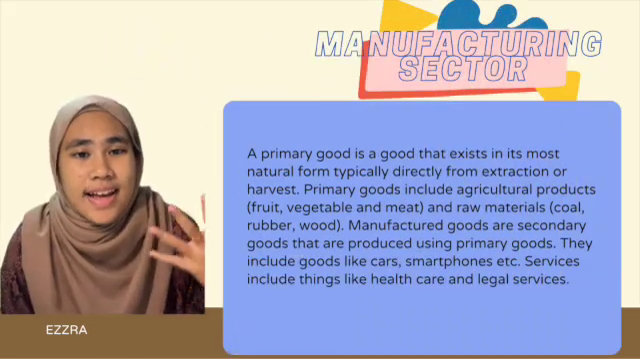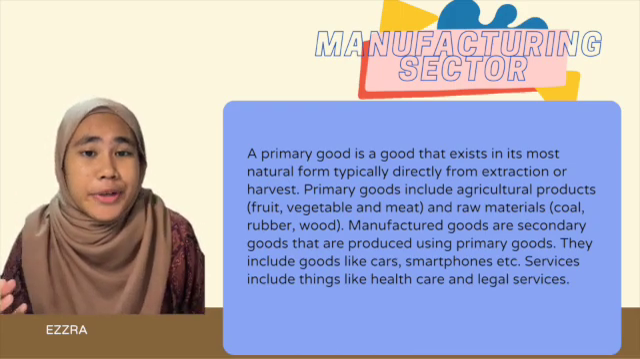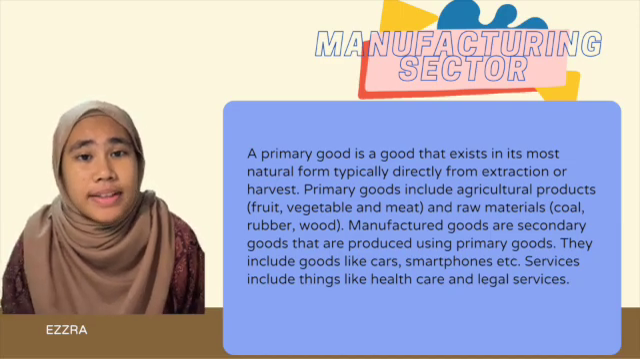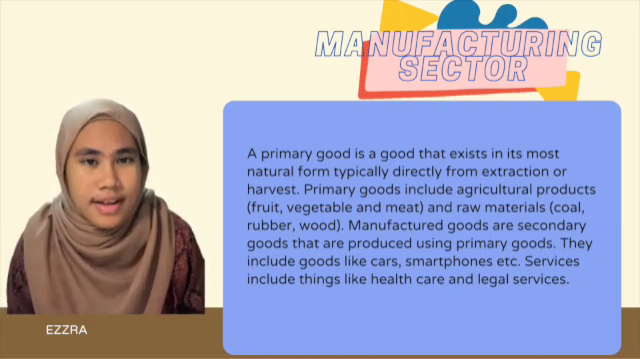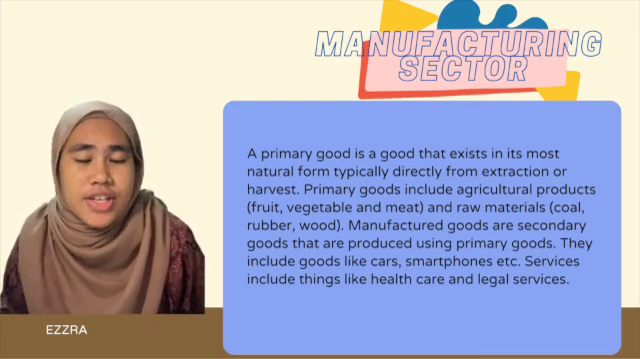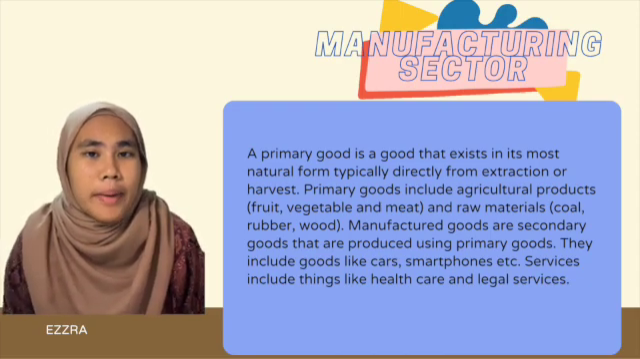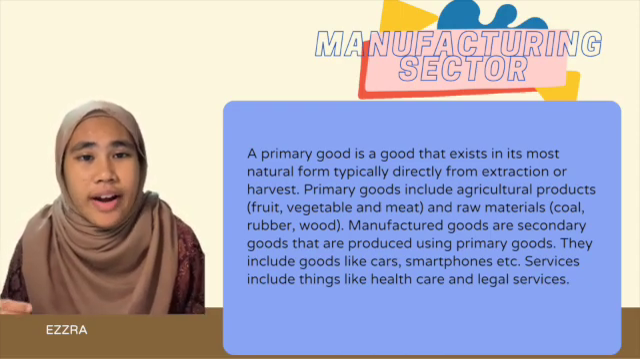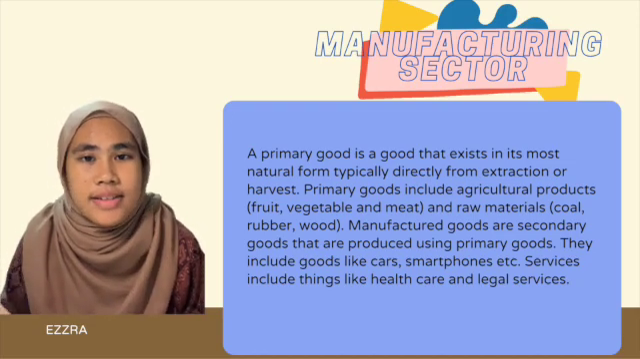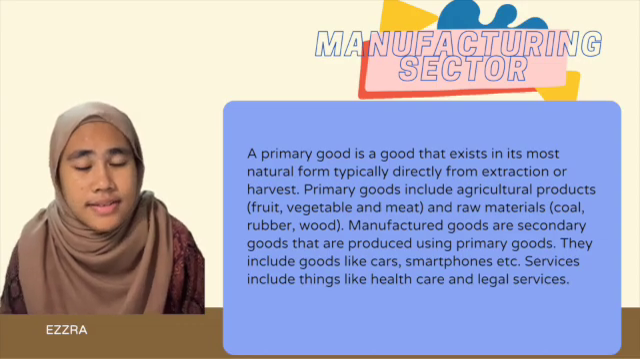Manufacturing sector is different from a primary good. So, what is a primary good? A primary good is a good that exists in its most natural form, typically derived from extraction or harvest. Primary goods include agricultural products such as fruit, vegetables, and meat, and raw materials such as coal, rubber, and wood. Manufacturing goods are secondary goods that are produced using primary goods. They include goods like cars and smartphones. Services include things like healthcare and legal services.